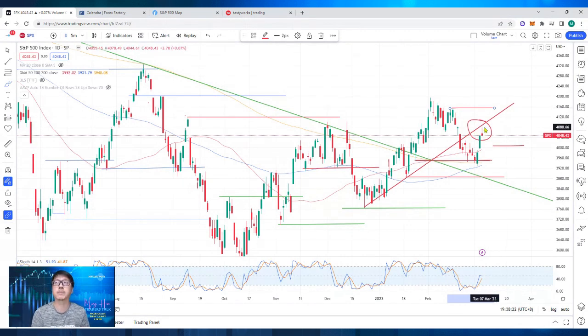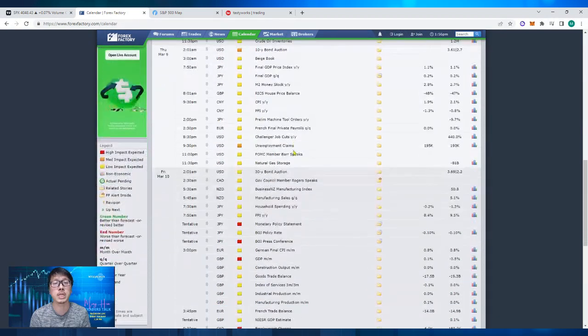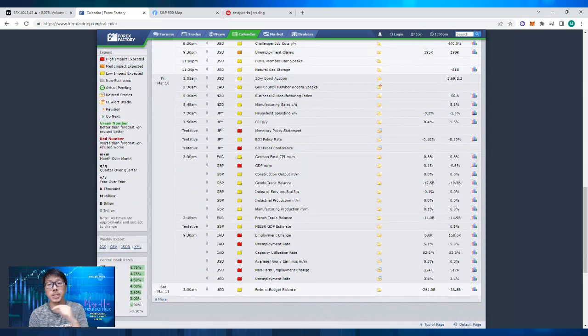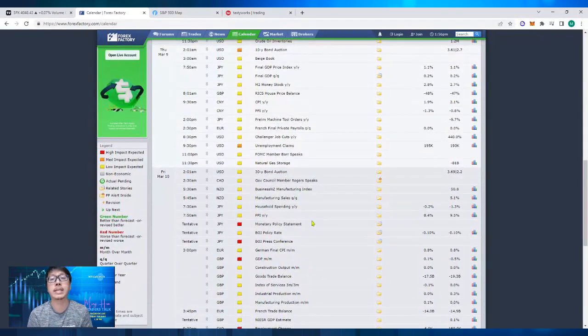And of course, this week, what do we expect on the economic news? This week, I don't think there is much besides the unemployment. Unemployment claims come in on Thursday, and on Friday there is the unemployment change, the non-farm employment change, and also the unemployment rate. So these are also key things that the Fed looks at.